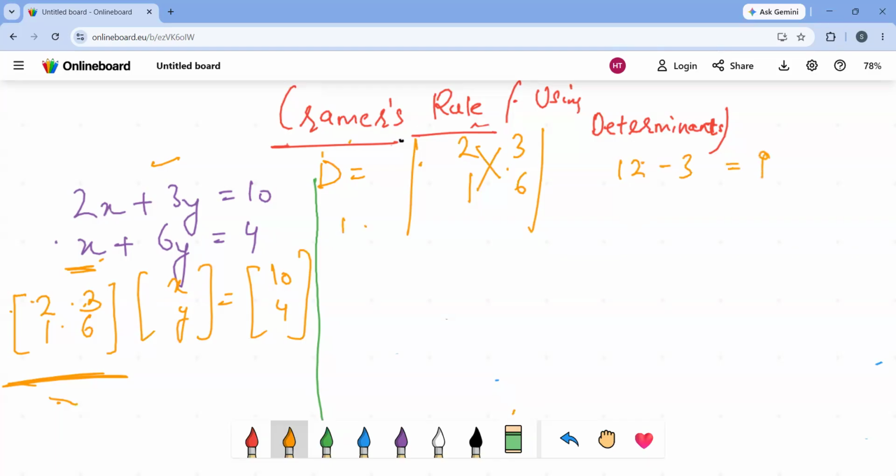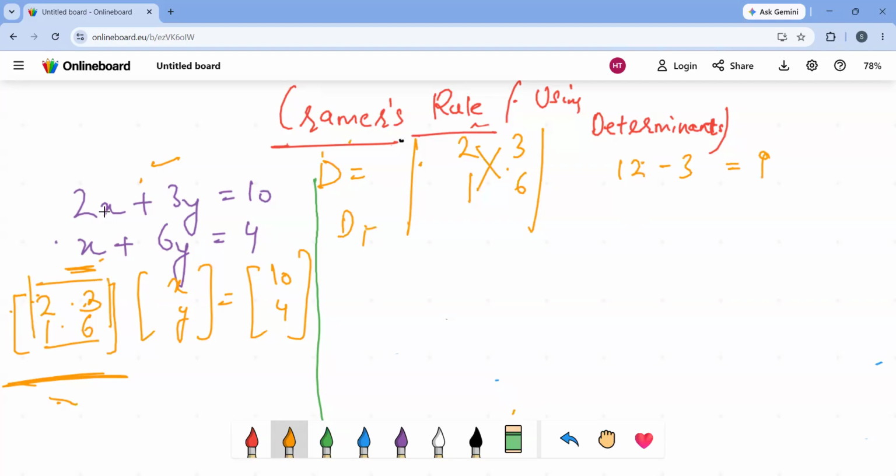Now we have to find D1 and D2 because it's a 2 by 2 matrix. A 2 by 2 matrix means we have 2 rows and 2 columns. So we will always find the determinant of a square matrix. A square matrix means the rows and the columns are equal, right? So we have 2 rows and 2 columns, then only can we find the determinant. Otherwise, we are not able to find the determinant.